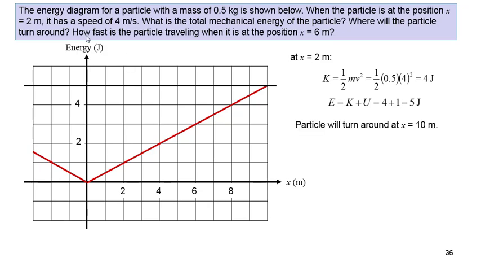And finally, the last question asks, how fast is the particle traveling when it is at the position x equals 6 meters? When we're at this position, just by looking at my graph, I can tell that I have 3 joules of potential energy, which means I have 2 joules of kinetic energy. So I'm going to use that to calculate what my speed is. I can say K is equal to 1/2 mv squared, and K is equal to 2 joules. So I plug that in, and then I plug in the mass, and then I can solve for my speed.